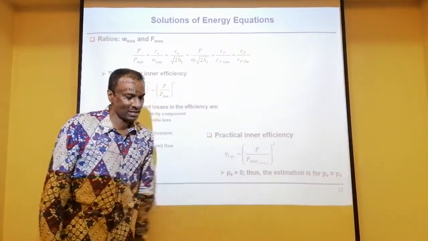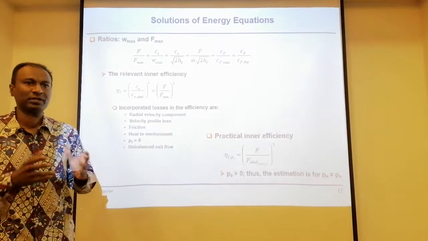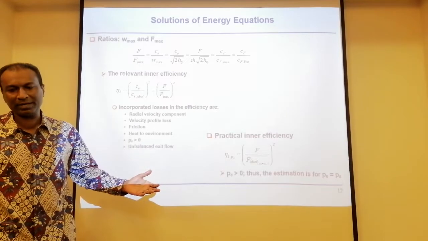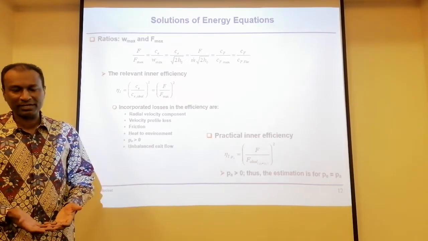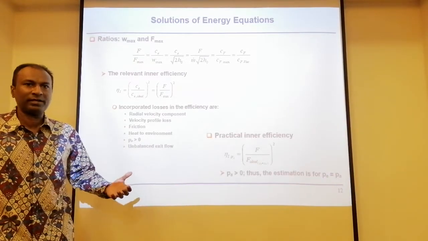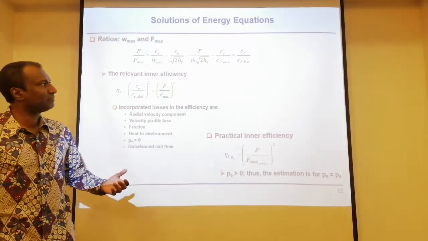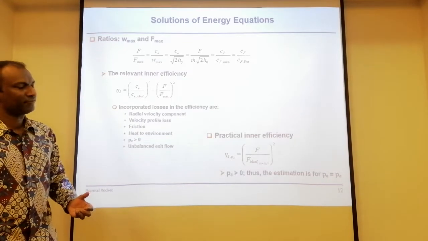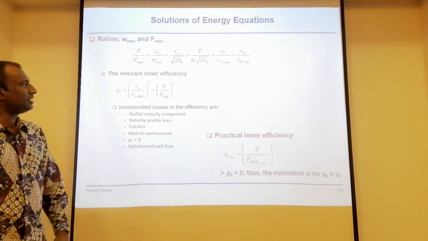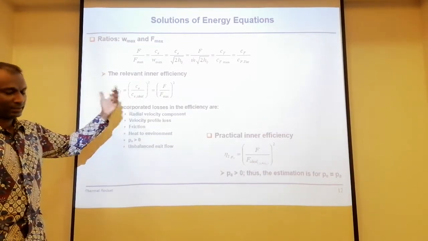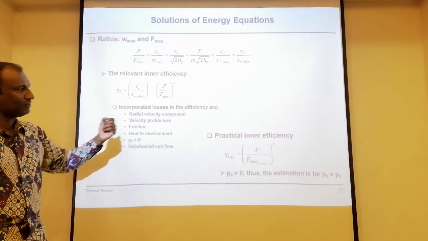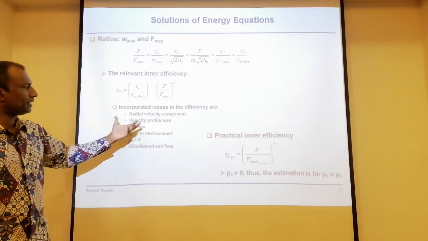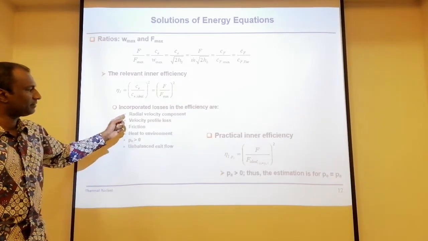And we presume that we do it for the vacuum because during the start, it is not vacuum, it's ambient pressure, that means atmospheric pressure. But when you start going further up, you're almost in a vacuum environment. So we say, okay, fine, let's say thrust coefficient, CF in vacuum. The relevant inner efficiency, I think we have also calculated in chapter 1. I've invoked it from there and reincorporated it. Incorporating losses in efficiency are basically radial velocity losses.